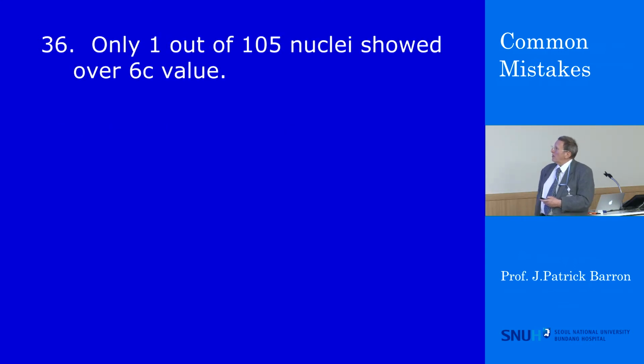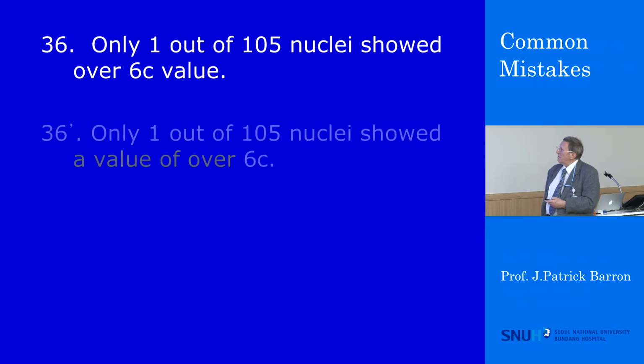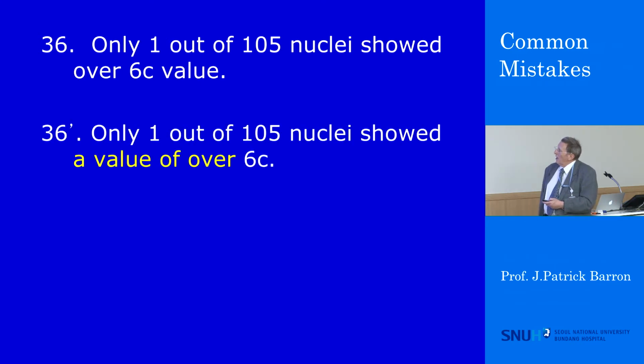Only 1 out of 105 nuclei showed over 6C value. Only 1 out of 105 shows a value of over 6C. This is a kind of adjective, over 6C value. It's a little bit strange as an adjective. So a value of over 6C.